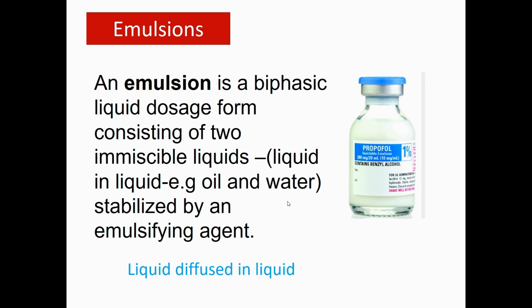And the best way to remember is that liquids are diffused in liquid, meaning both of them are liquid. One liquid is an oil, the other liquid is water. If there is a high content of water, then you call it oil in water. If the oil content is more, then you call it water in oil. So there are types of emulsions.